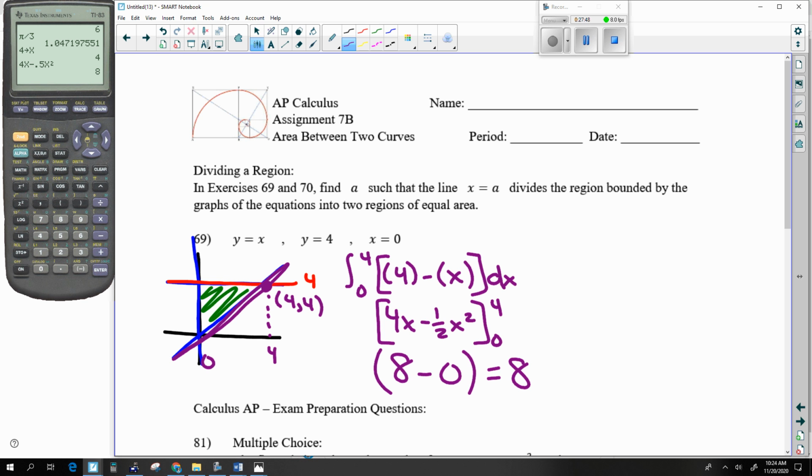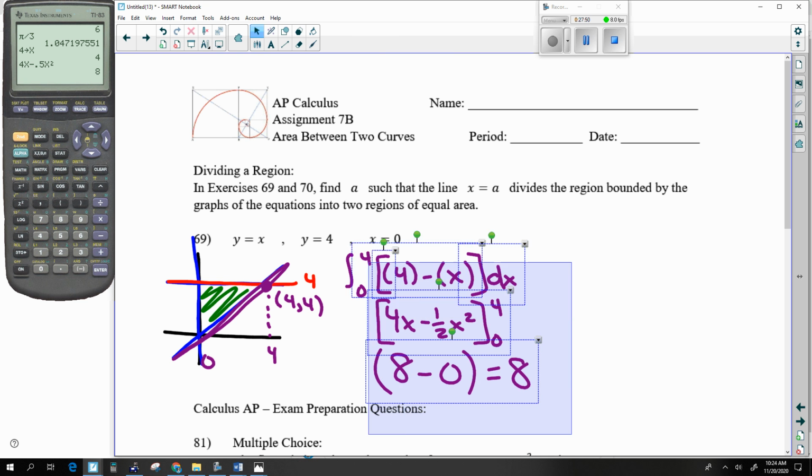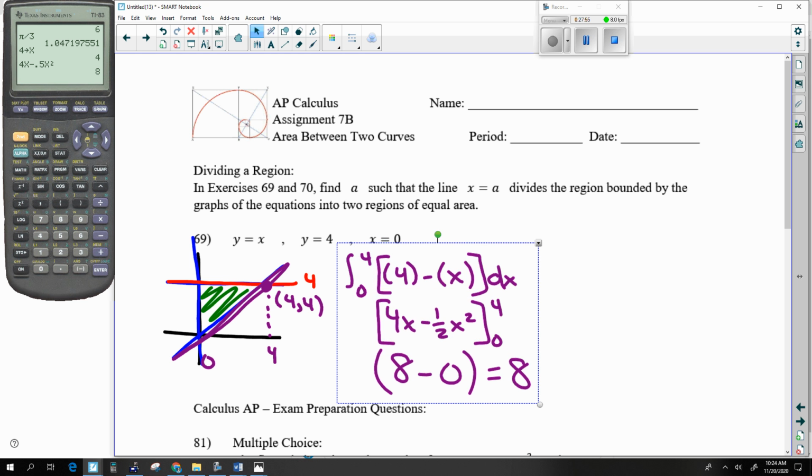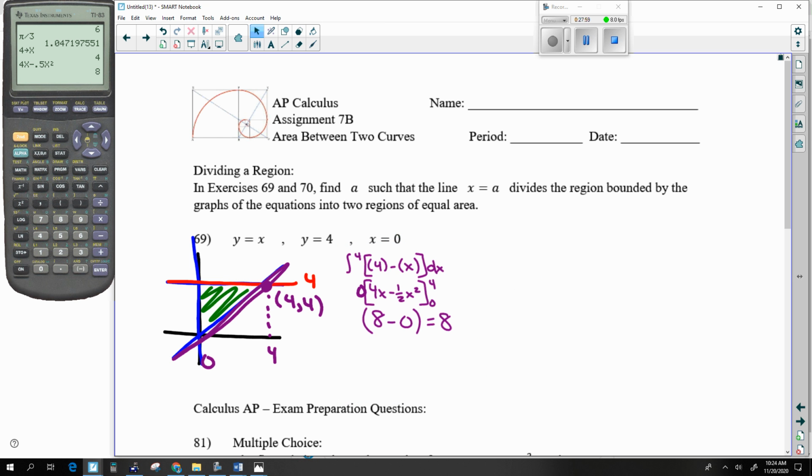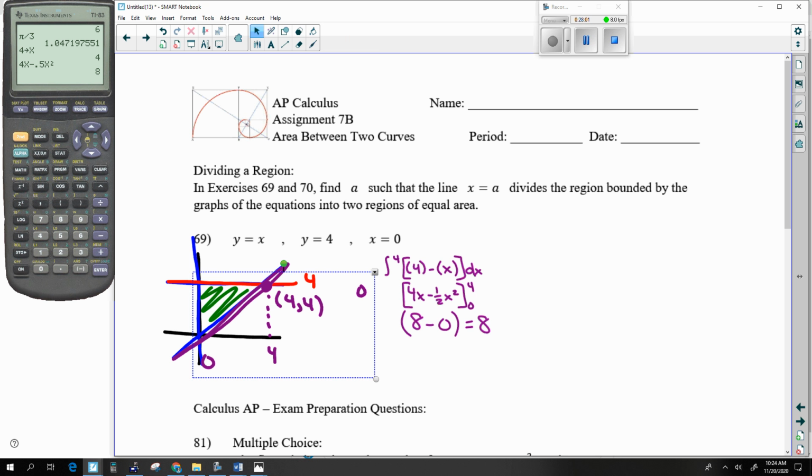Okay, now what we need to do is come up with some value of a, that is an x value, that divides this area in half. So what they're asking us to do is this: we need to come up with some a value that, when I integrate, splits this area in half.